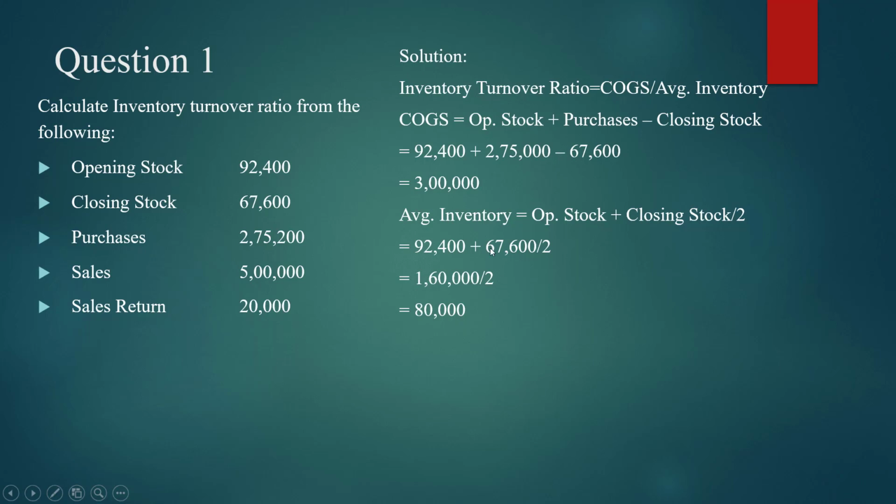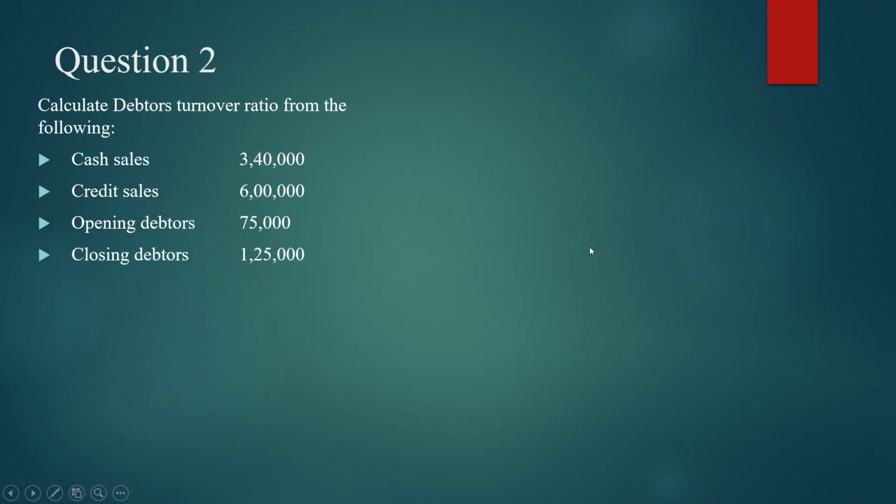Now we have both the values for the ratio, that is the cost of goods sold divided by average inventory. We got 3 lakh and 80,000. So we put in the formula: cost of goods sold 3 lakh divided by average inventory 80,000. When we calculate it, we get 3.75 times. Whenever the answer is given, we have to write it as times. Always remember, for turnover ratios, we always represent it in times, not in percentage, not in rupees, always in times. Hope this first question is easily understandable. Let's move on to the next question.